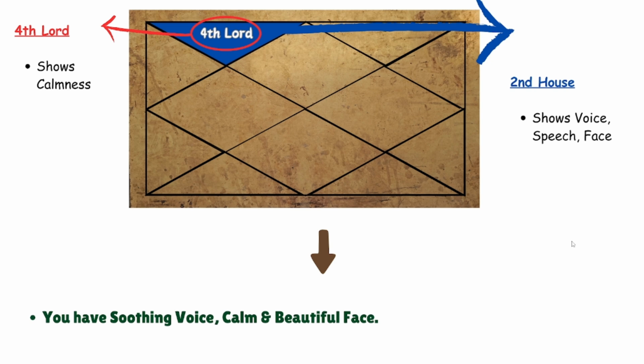It's the natural house of Moon, and the second house shows your face, your voice, your speech, your throat. So this calmness is going and sitting in your voice. It is sitting in your throat. So you have a very soothing voice. You have calmness on your face. You have a beautiful face. This is something which people are in awe of.